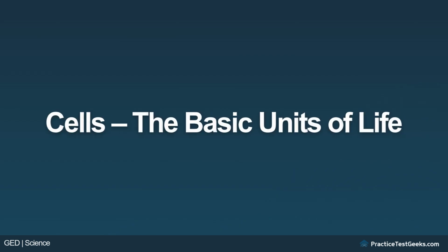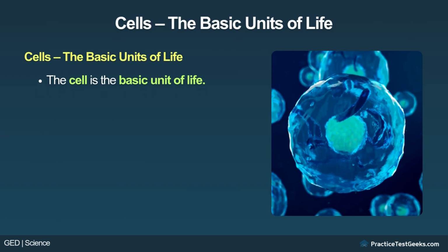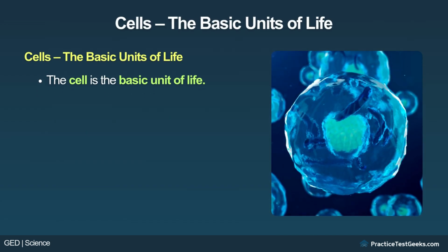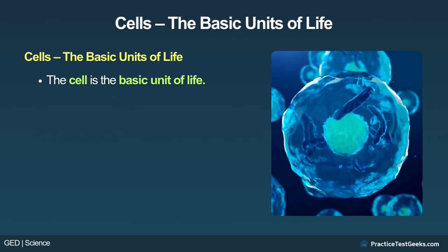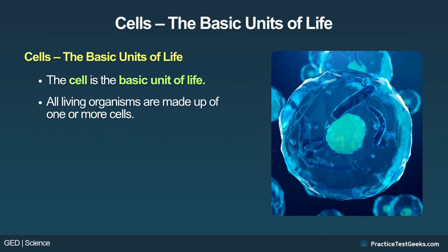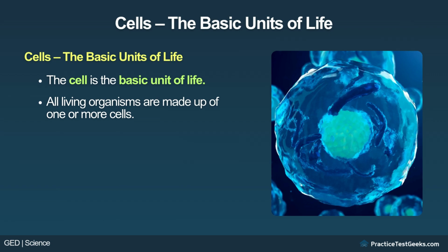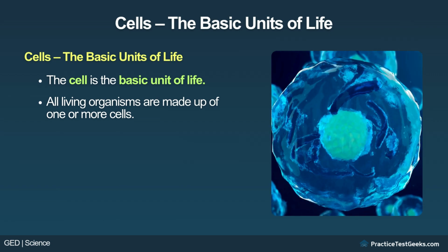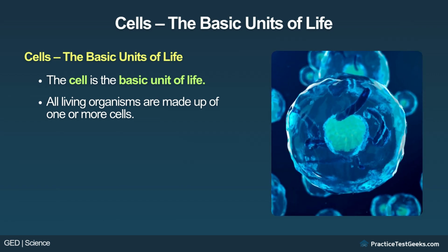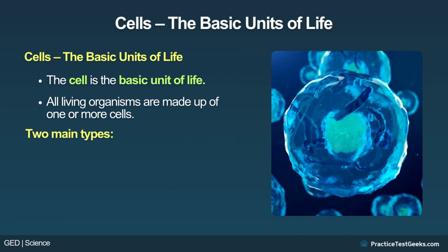Let's begin with cells, the basic units of life. To start with, the cell is considered the basic unit of life. This means that everything living, whether it's a tiny microorganism or a complex human being, is made up of one or more cells. When we look closer, we find that there are two main types of cells.